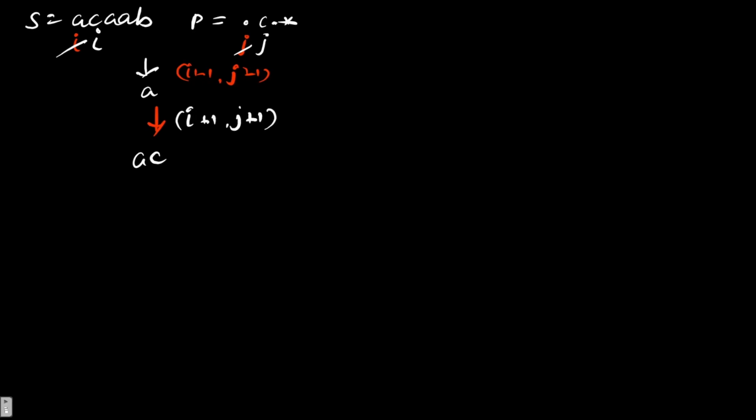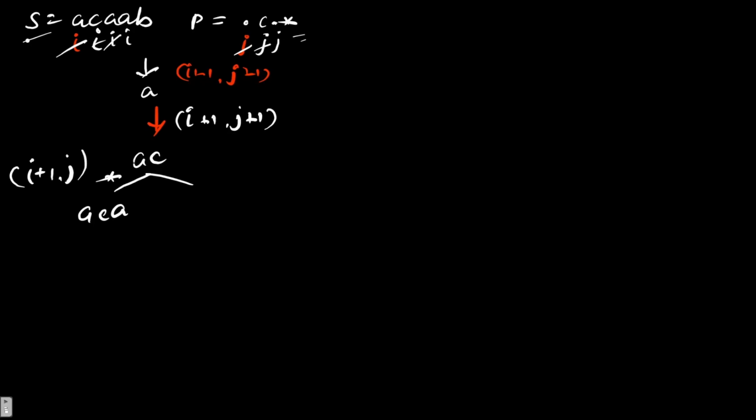Now you can see that the next character of p is a star, so we have to take care of that, and our current character in s is a. Here we have two choices: either we keep this star or not. If we keep the star, then we move i by 1 and we do not move j anywhere. So in this case we are moving i by 1 and j by 0.